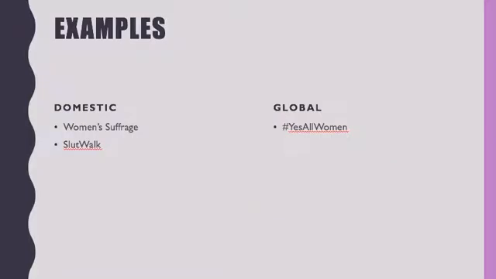Some examples of domestic gendered resistance would be the women's suffrage movement, when women wanted to have the right to vote. They protested, they held up signs, they chanted in the streets. Another newer aspect of domestic resistance would be the slut walk from Amber Rose, where women go out into the streets and wear whatever they want and reclaim the narrative of all of these names that they've been called over the years.